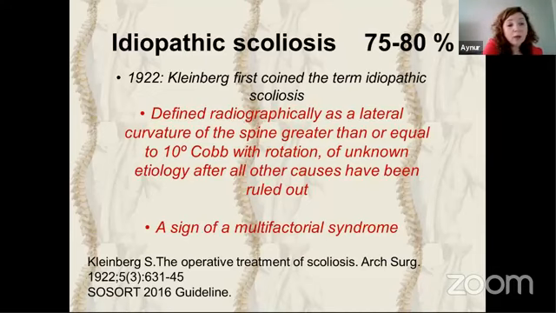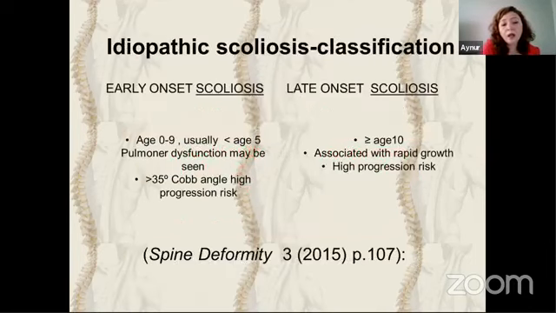Scoliosis is taught as a sign of a multifactorial syndrome. It is very important knowledge because there can be lots of unknown sites to discover for idiopathic scoliosis. Also, in idiopathic scoliosis, we classify early onset and late onset. There are some specialties for early or late onset.